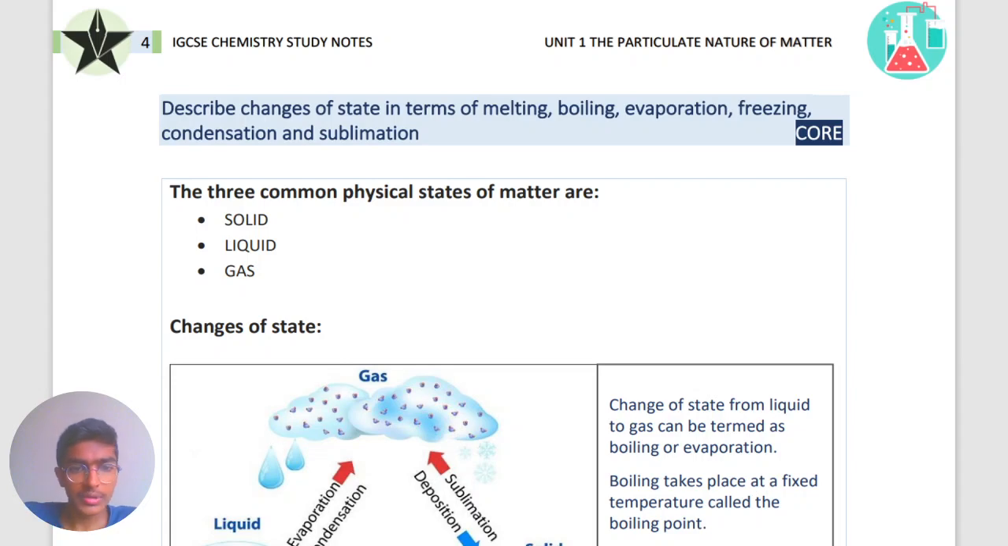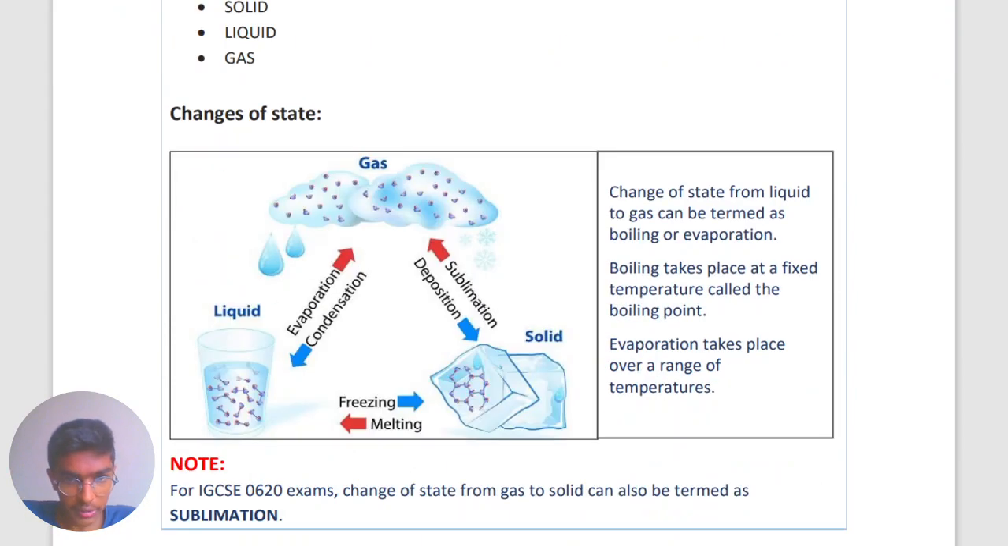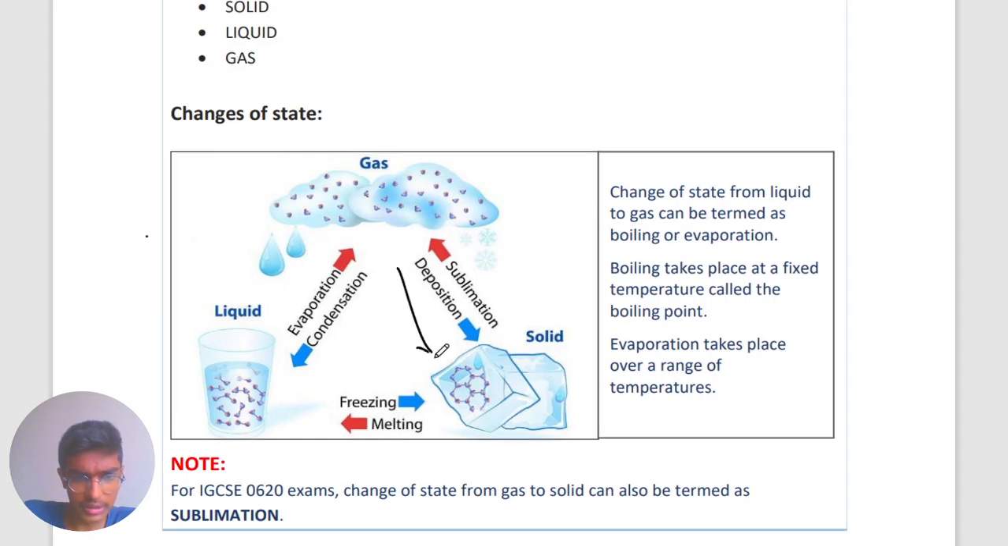Here we say that there are three common physical states of matter, and we know those are solid, liquid, and gas. Now here's a diagram that you need to know. A gas to a solid is deposition. From a solid to a gas, it is sublimation. The other ones are quite common. From a solid to a liquid, we say it's melting. From a liquid to a solid, we say it's freezing. From a liquid to a gas, we say evaporation, and gas to liquid, condensation.